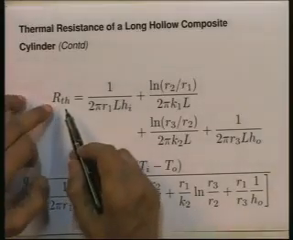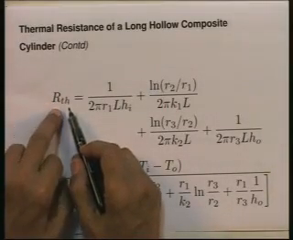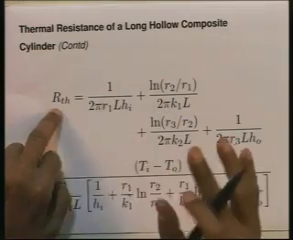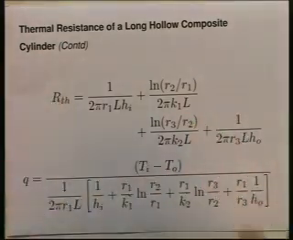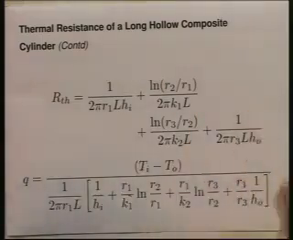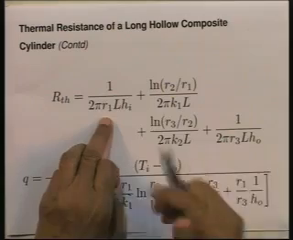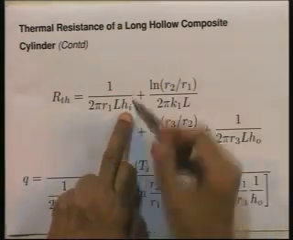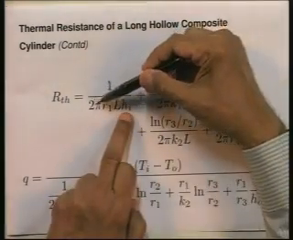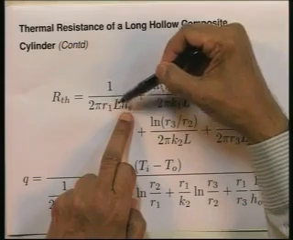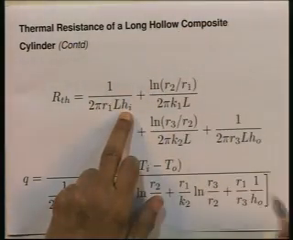R_TH, the thermal resistance for the composite case, is equal to again the sum of the 4 thermal resistances which make up that composite situation. Start with the inner one, 1 upon h_i A, 1 upon h_i into the inner area. What is the inner area? 2 pi R1 L. L is some length that we are taking for the cylinder.